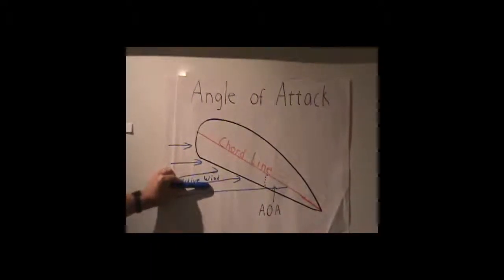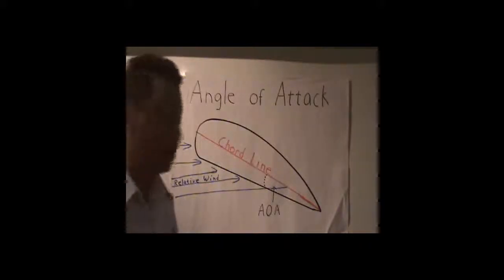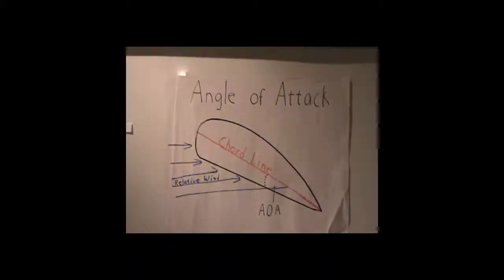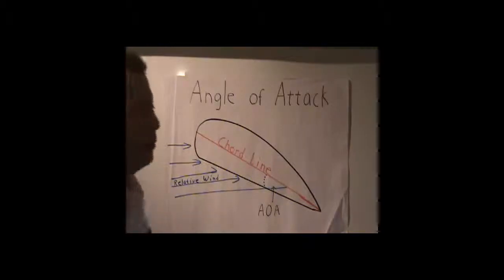Now the relative wind is the direction of the airflow produced by an object moving through the air, in this case the wing. The relative wind for an airplane in flight flows in the direction parallel with and opposite to the direction of flight. Therefore, the actual flight path of the airplane determines the direction of the relative wind.